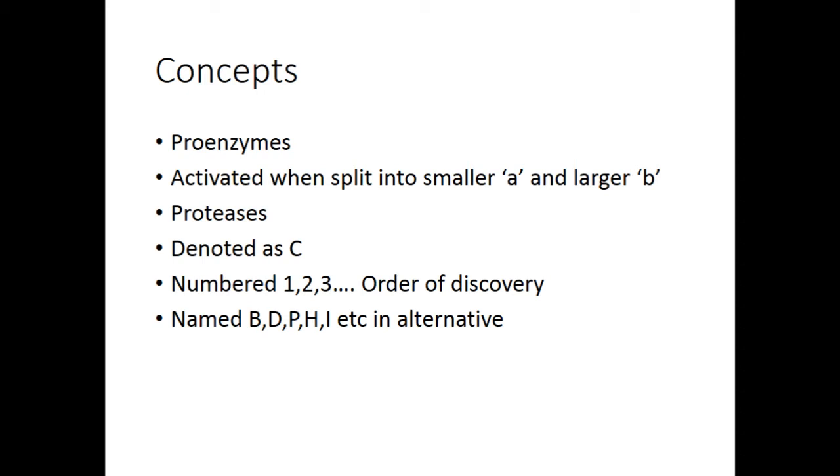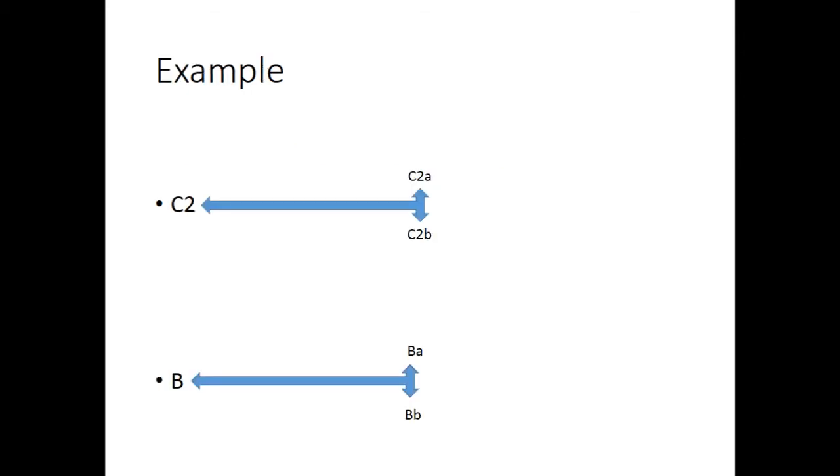In this, B and D are the active proteins. P is properdin, which is basically a stabilizing factor. H and I are the inhibitory proteins, or brakes. That is, they prevent the overactivity of the alternative pathway. Now, this is just an example of how a proenzyme gets activated.